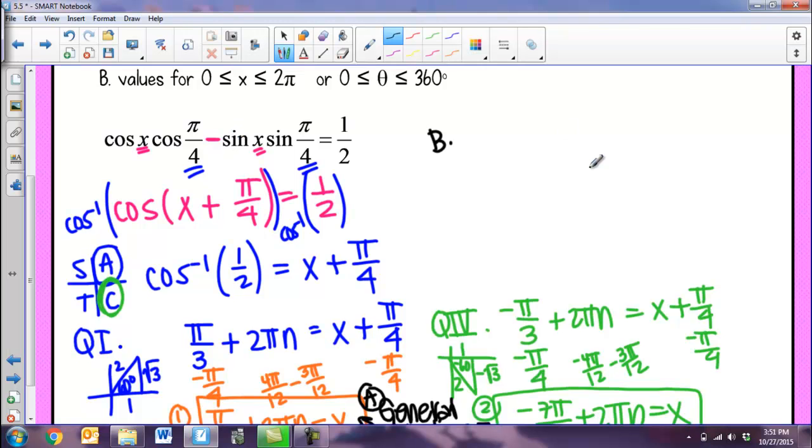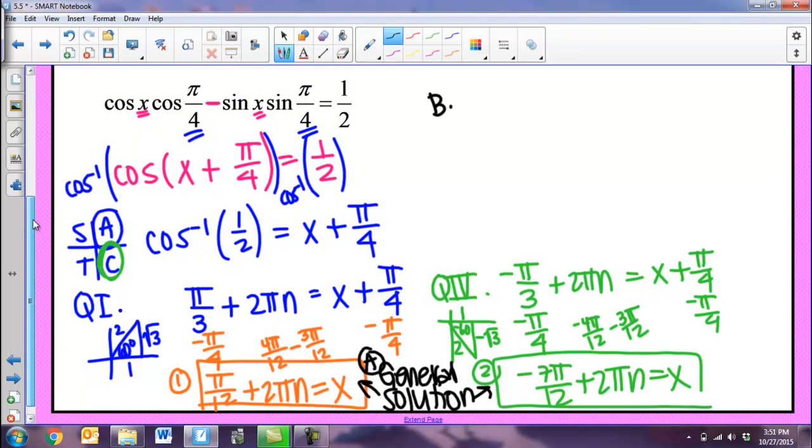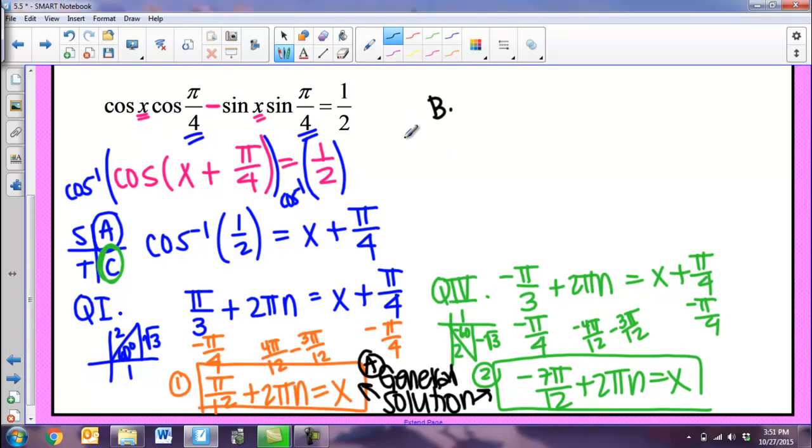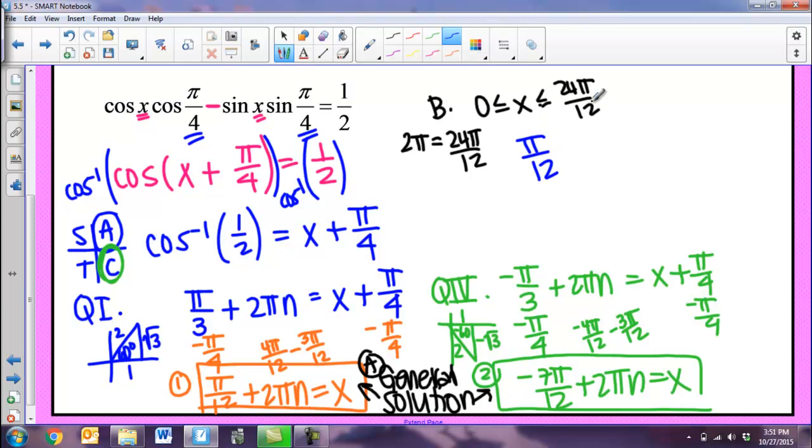So remember, if I'm thinking about pi over 12, 2 pi would be equivalent to 24 pi over 12. So I've got to get those angles in between 0 and 24 pi over 12 because I'm in radians. So my first one is great. Pi over 12 is going to work perfectly. Okay, that one is in between those two.